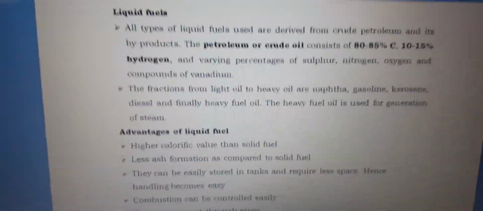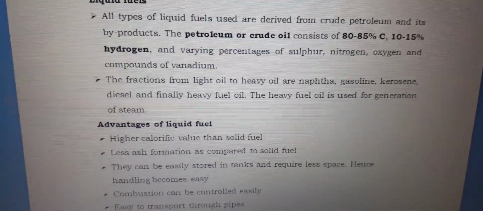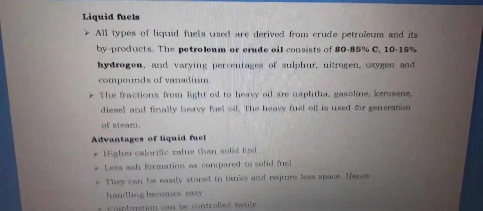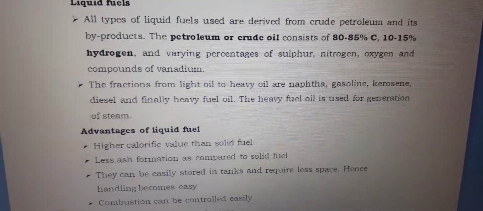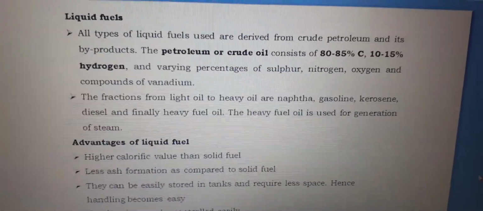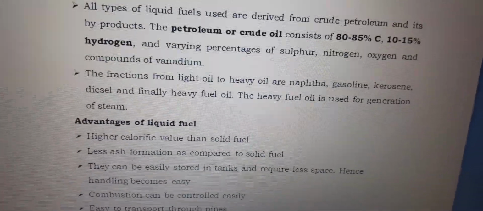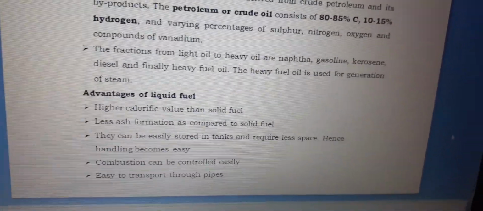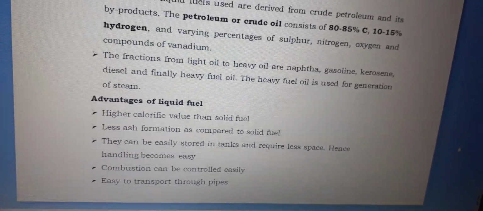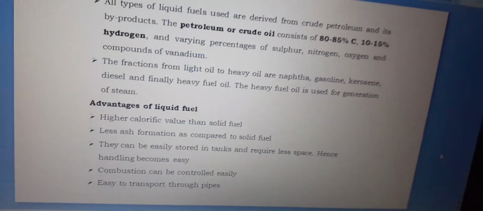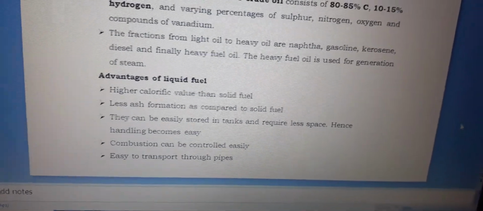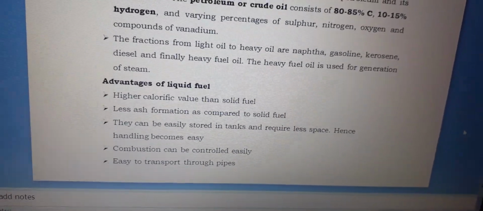Okay. So liquid fuels: all types of liquid fuels used are derived from crude petroleum and its products. The petroleum or crude oil consists of 80 to 85% carbon and 10 to 15% hydrogen and varying percentages of sulfur, nitrogen, oxygen, etc. The advantages of liquid fuels: higher calorific value than the solid fuel, less ash formation as compared to solid fuel. They can be easily stored in tanks and require less space. Hence, handling becomes very easy. Combustion can be controlled easily, and they are easy to transport through pipes.